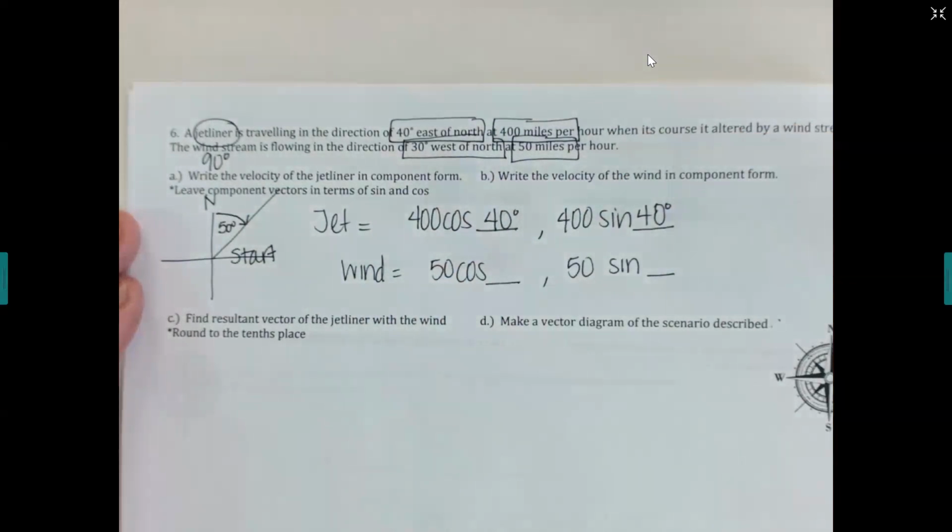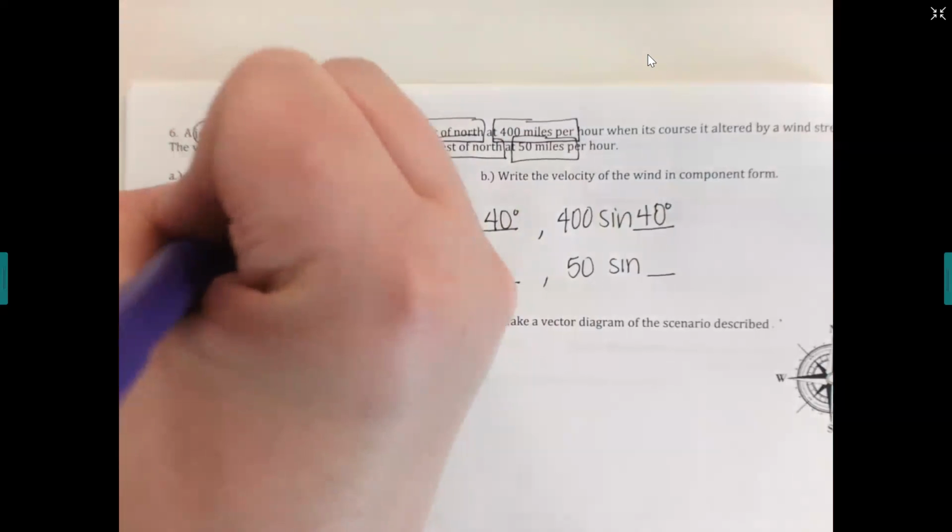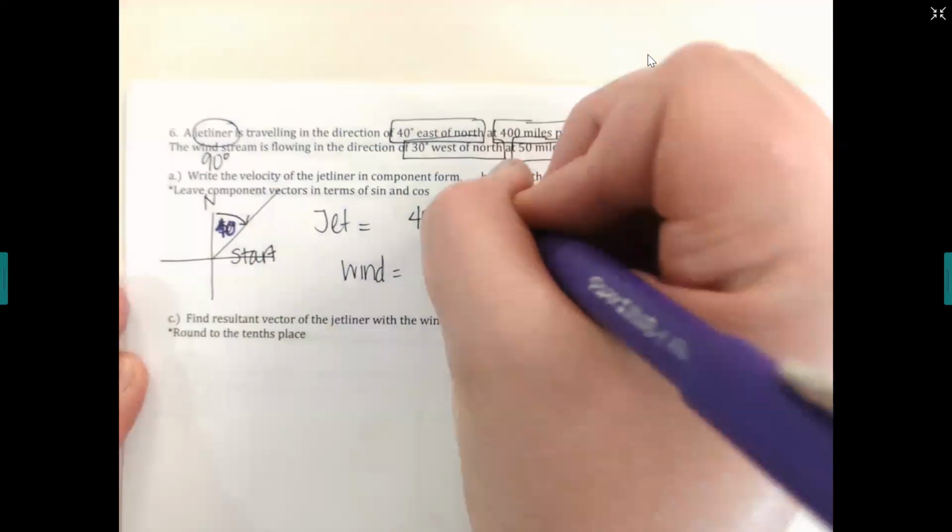Yes, subtracting by, wasn't it 40? 40. Yeah, subtracting by 40. Okay, thank you. This was 40. So then 90 minus 40 makes this.